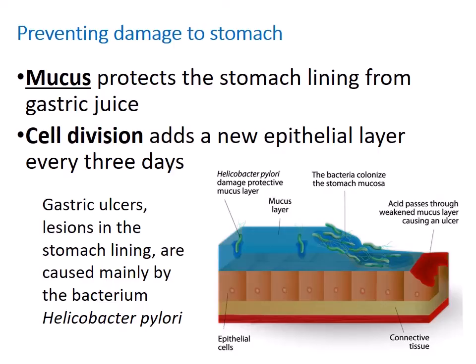You can have gastric ulcers in the stomach. People used to say that they were caused just by stress, but now we know that they're mainly caused by a bacterium, H. pylori. And there's a picture to the side of the damage to that mucus layer that's done by H. pylori, and then how that can lead to an ulcer.